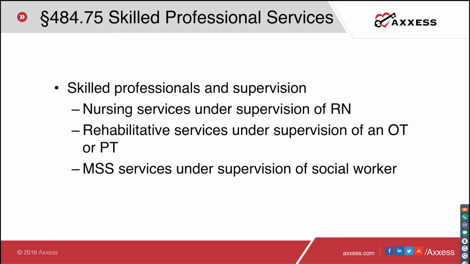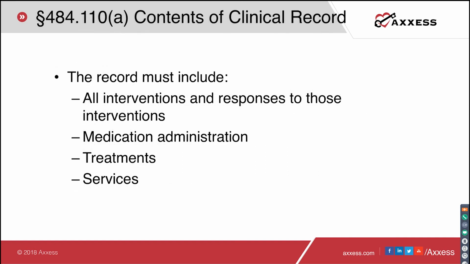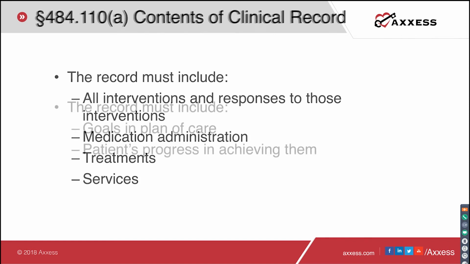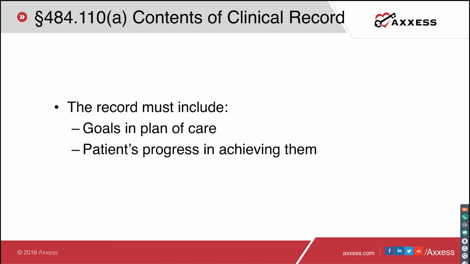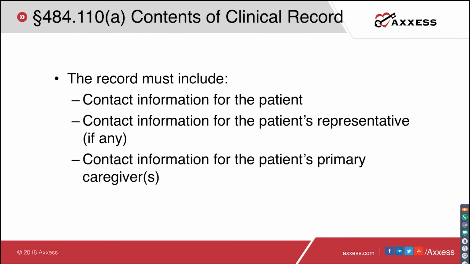The contents of the clinical record must include the patient's comprehensive assessment, including all assessments from the most recent admission, the clinical notes, the plans of care, and the physician orders, all interventions and responses to those interventions, medication administration, treatments, and services. They must also include goals in the plan of care and then the patient's progress in achieving those goals. We have to have the contact information for the patient's representative, and the patient's primary caregiver.